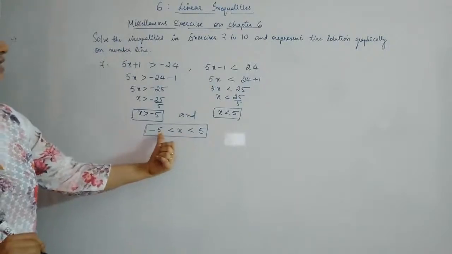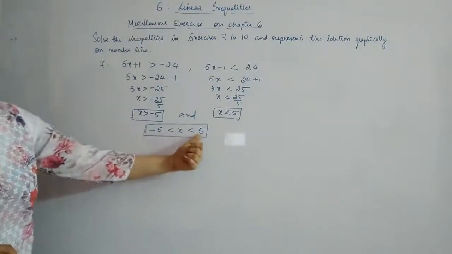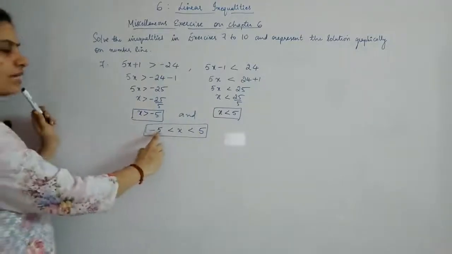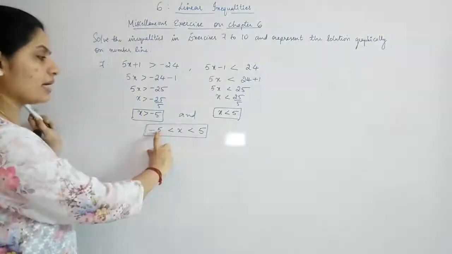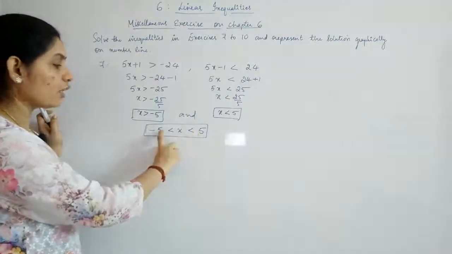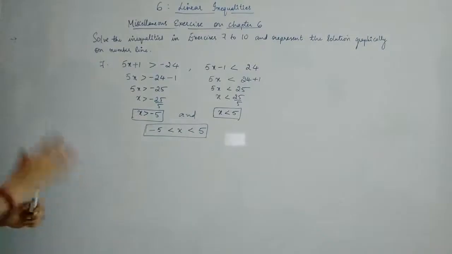That means it is giving you the range of x, from where to where it is varying. And this shows that the values which x can take are any real number from minus 5 to 5, but not including minus 5 and 5. Now, how to represent this on a number line?